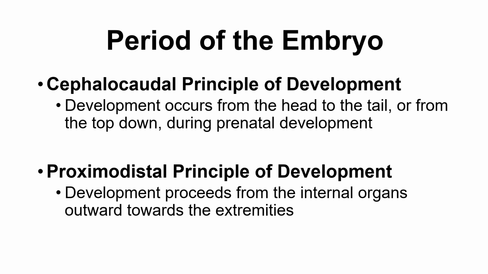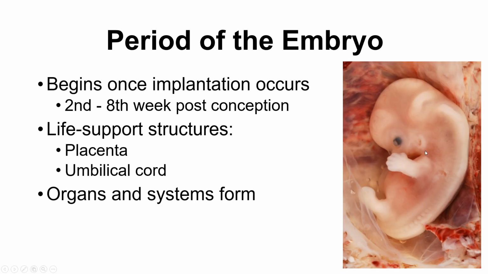Development during this rough stage tends to follow 2 basic principles of development. So we can talk about the cephalocaudal principle of development. This one says that development occurs from the head to the tail, or from the top down during prenatal development. So in this case, we see massive development in the head and the brain before we start seeing changes in the extremities. So if we scroll back here, we can see a lot more development in that head structure than anywhere else in the body.